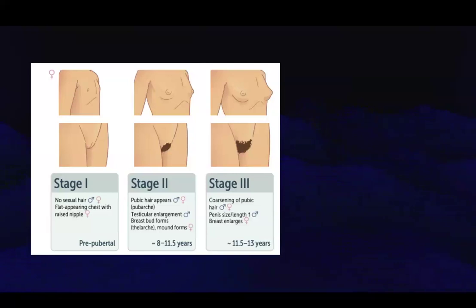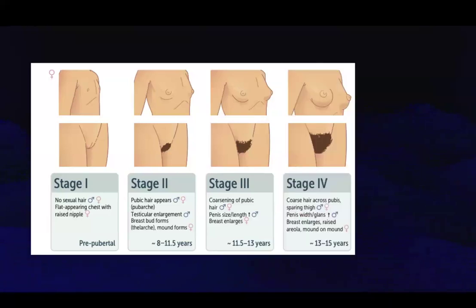The breasts slowly begin to enlarge, where again, at this stage, the areolas are still flat. At around stage 4, again, you have even thicker hair entirely across the pubis. Okay, it's becoming a bit more bushy. The breast is enlarging, the areola now is beginning to rise up, and we call this a mound on mound because you have the mound of the areola on top of the mound that is the breast.